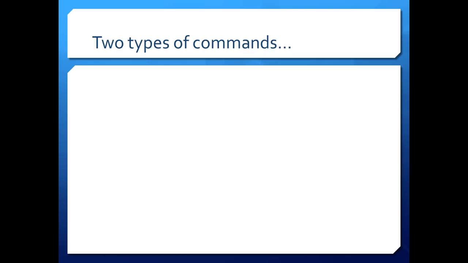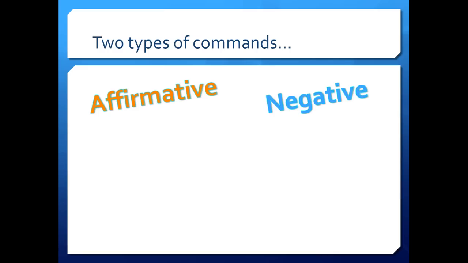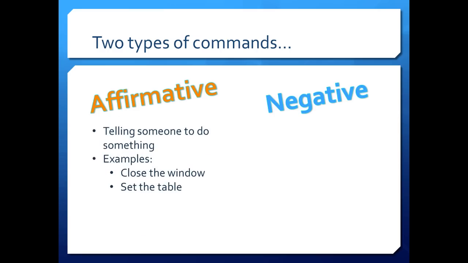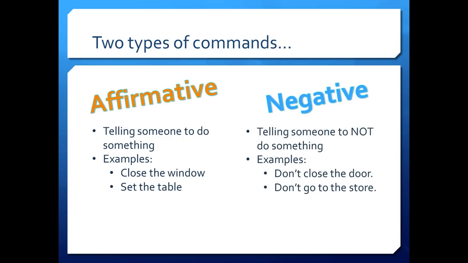Now we've got two types of commands. We've got affirmative commands and we've got negative commands. Affirmative commands tell someone to do something. For example, close the window and set the table. You should be filling out your examples on the first part of your notes now. Negative commands, on the other hand, tell someone not to do something. For example, don't close the door or don't go to the store. Maybe don't rhyme. Get it?